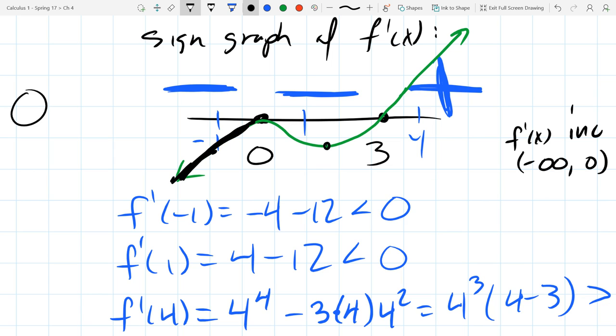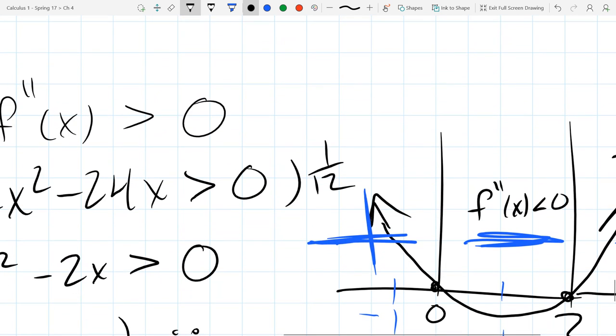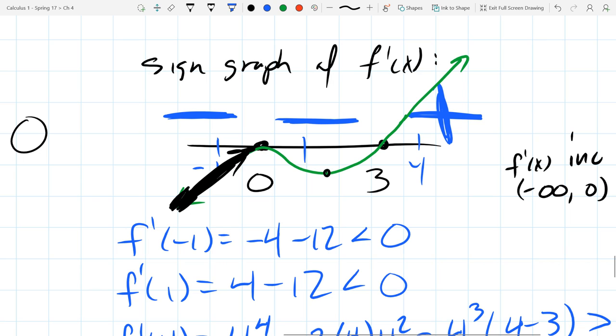Don't look at the arrow. It's going to mess you up. It's going up to the right. So f prime is increasing up to 0. And if we scroll down, we see that f double prime is positive from negative infinity to 0. I could have gotten some of this information off the graph here. Okay, so you just swap the signs?